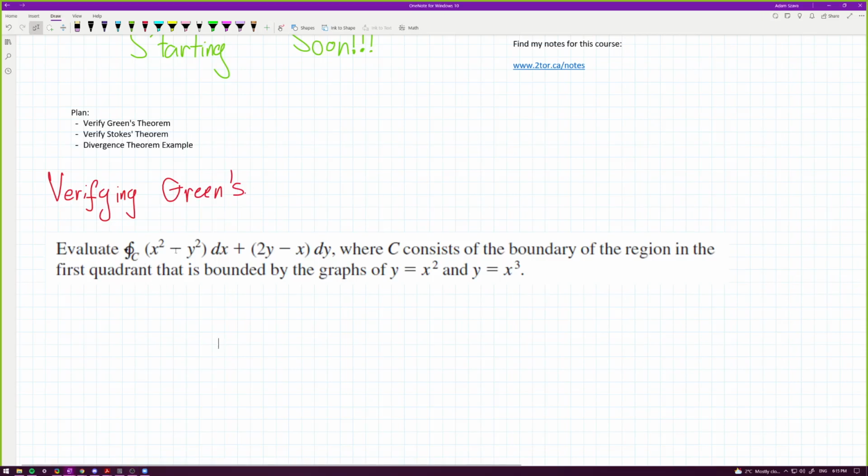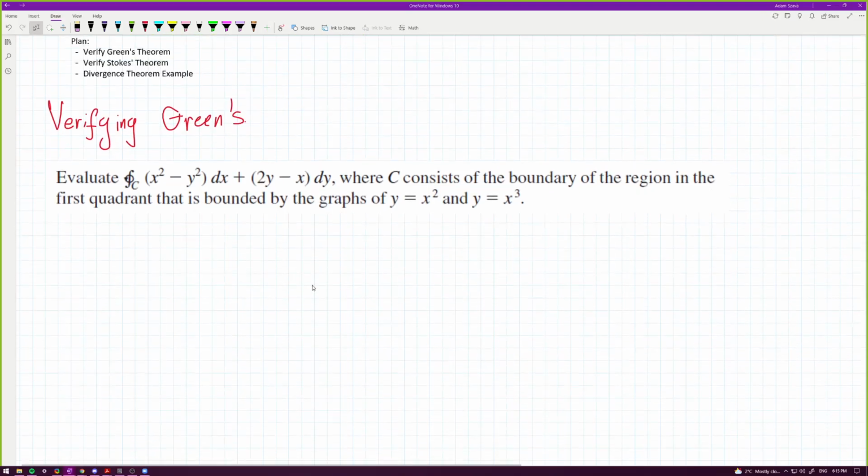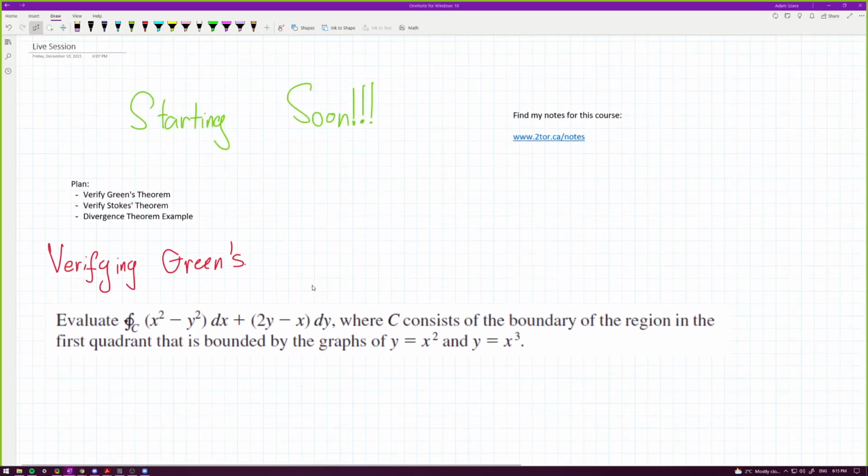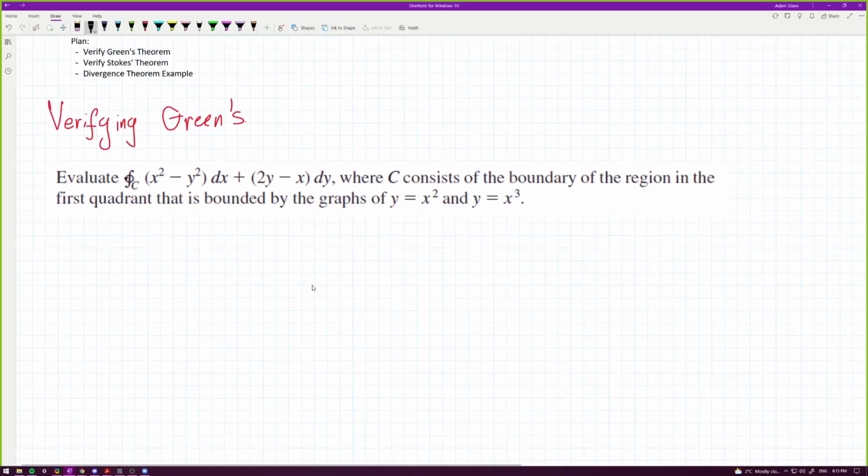So evaluate this surface integral where C consists of the boundary of the region in the first quadrant that is bounded by the graphs y equals x squared, y equals x cubed. Okay. So what I'm going to do is set up the Green's theorem equation for this. This notation is all saying that I have some vector field, x squared minus y squared, 2y minus x. It's just a two variable vector field. And Green's theorem is just for two variables, two dimensions, I mean.